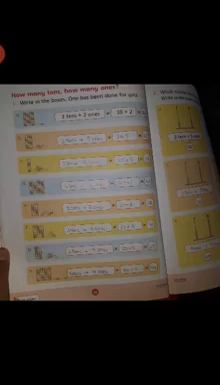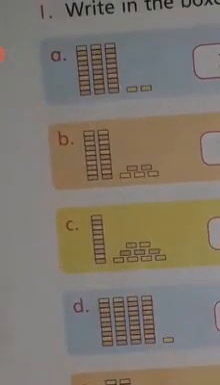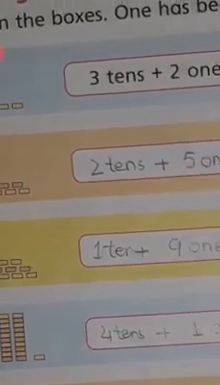How many tens, how many ones? Question 1. Write in the boxes, one has been done for you. In this question, first of all, we have to write how many tens and how many ones there are, and after it, consider it separately and consider it together.